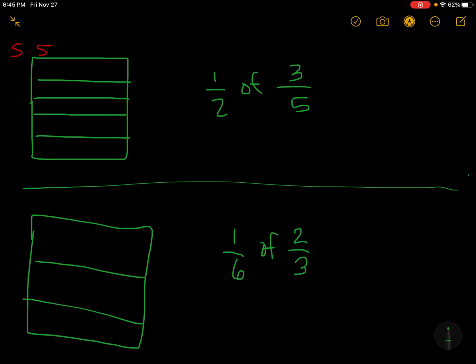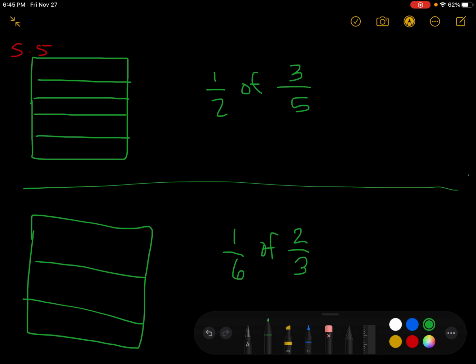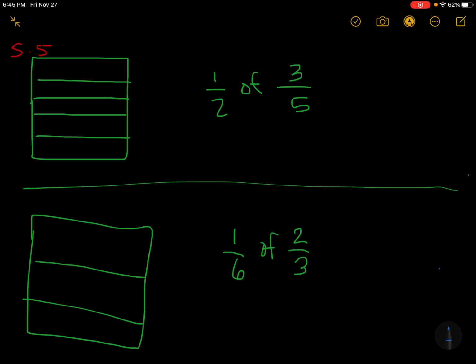So basically what you would do first is create a model that represents one of the two fractions. I've chosen to do 3/5. You can tell because I broke the box into fifths. So I'm going to shade in 3 of those 5. 1/5, 2/5, 3/5, okay?